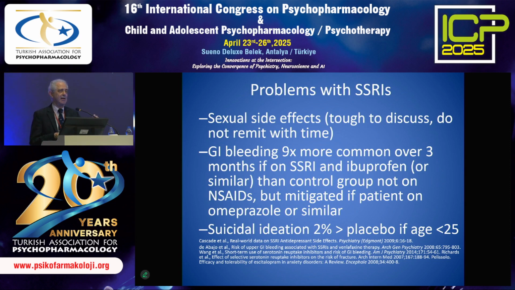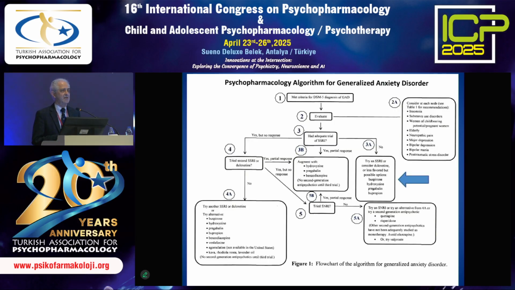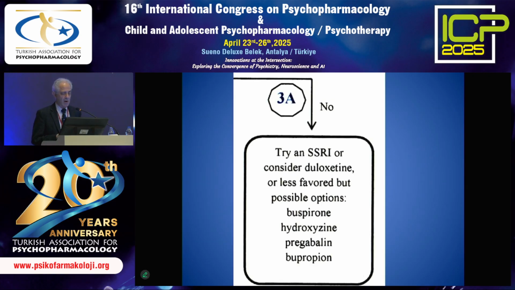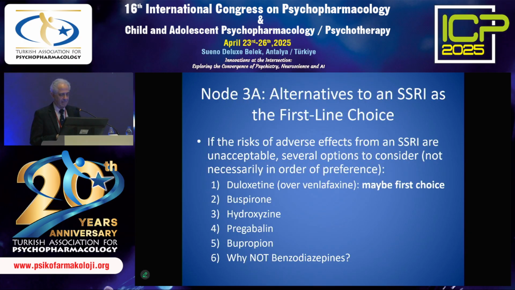And suicidal ideation is also an issue for some people with SSRIs. It's double the risk of placebo. It's not a big risk. It's 4% versus 2% for people under age 25, but that's something to think about. Okay, so that leads now to, well, if you don't want to use an SSRI, what else do we have? So we would say consider these 4 other options in that case.